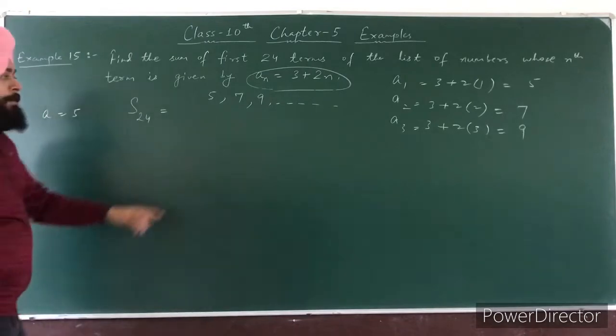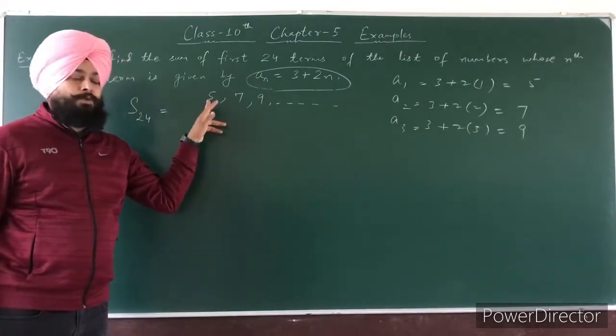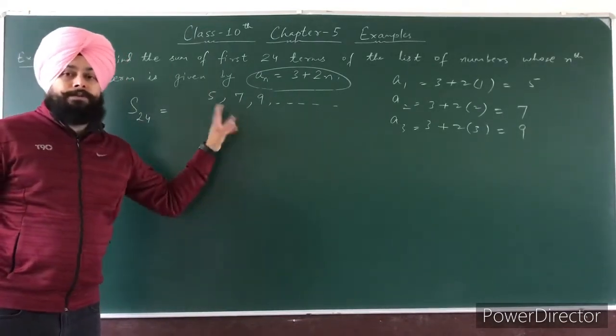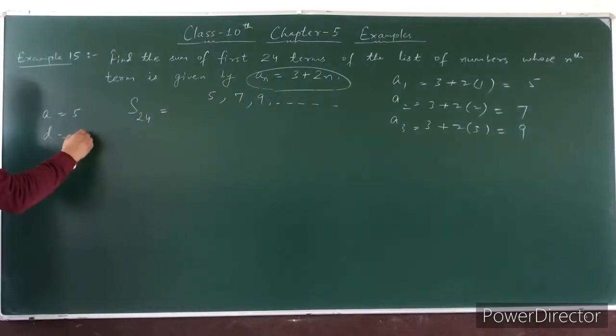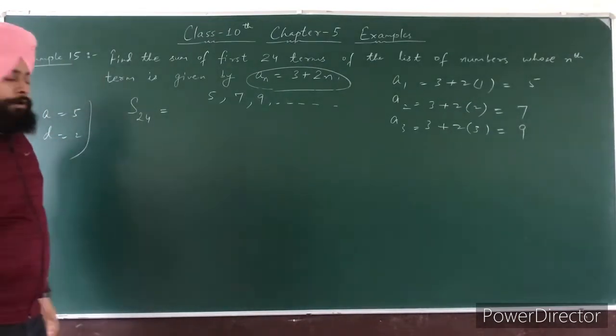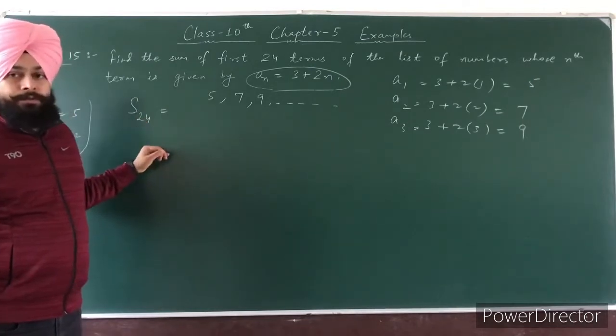Next one is 5. What is the common difference? Common difference is 2. 7 minus 5 is 2, 9 minus 7 is 2. So the difference is 2 here and the first term is 5. Now find here S24. So what is the formula?